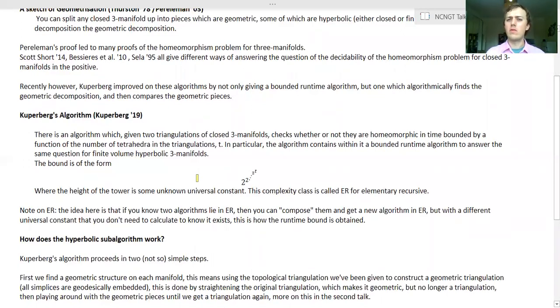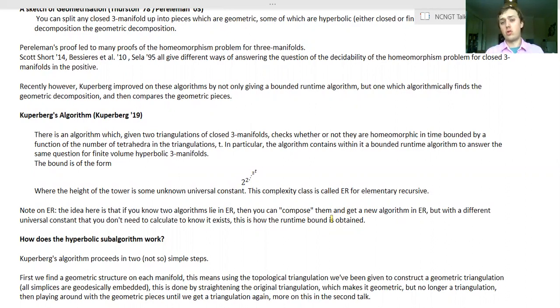And the way that this comes about is that if you have this complexity class, it's called ER, or elementary recursive, and you have a bunch of algorithms that all lie in this class, and you find some way to integrate one algorithm into the other, then their combination will also lie in this class. What it means is that Kuperberg can show, without going into too many details, that something lies in this class, and then he doesn't have to work out how tall the tower is.